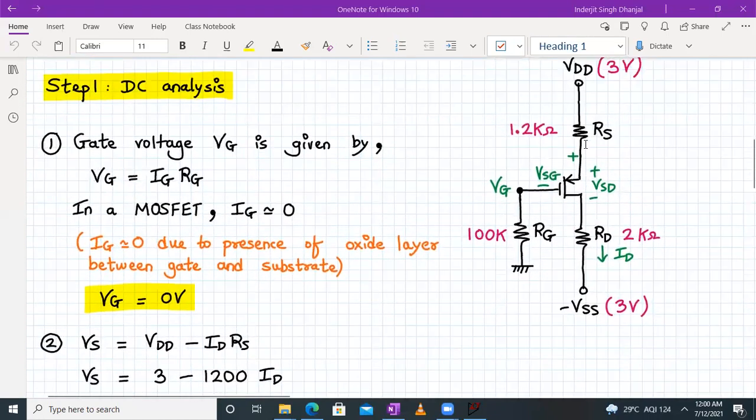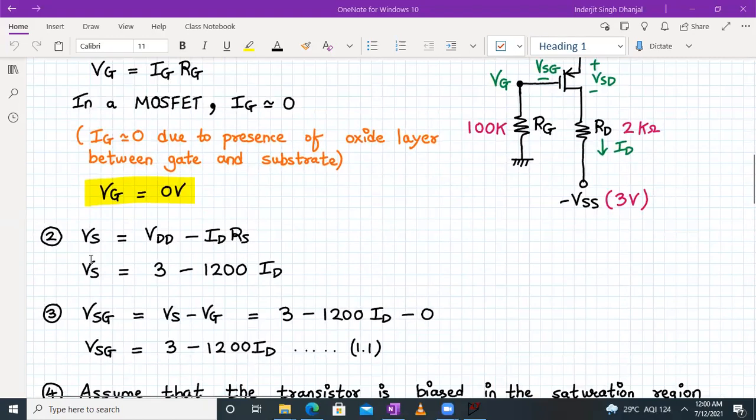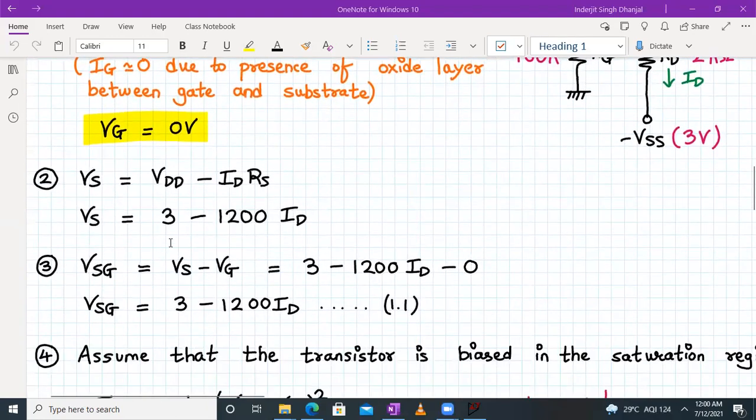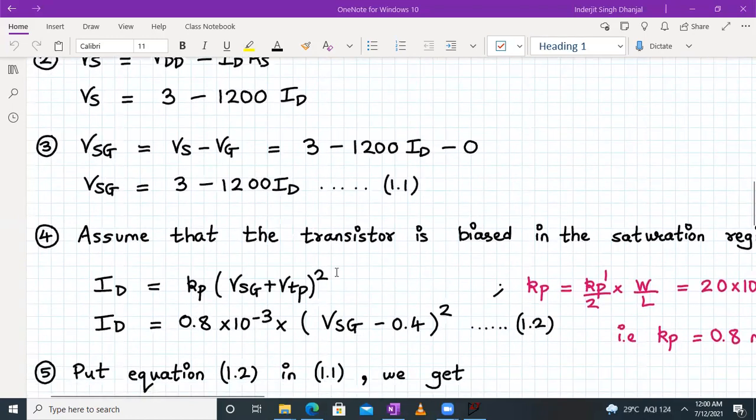Also, Vs, the source voltage, will be given by VDD minus IDRS. So Vs will be equal to 3 minus RS, which is around 1200, so it will be 1200 ID. VSG will be Vs minus VG, where VG is 0. So VSG will be equal to 3 minus 1200 ID. This becomes our equation number 1.1.